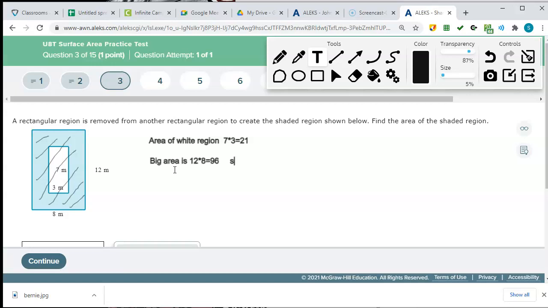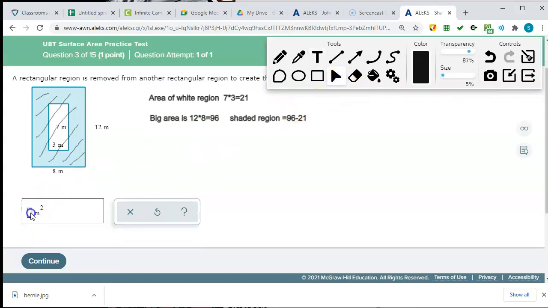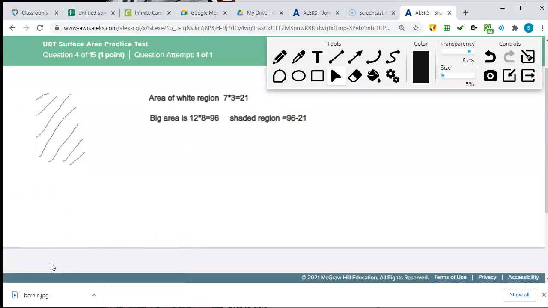So then our shaded region is our big area minus our white area. So that is our 96 minus our 21. So that is what, 75? Good. 75 square meters. Continue.